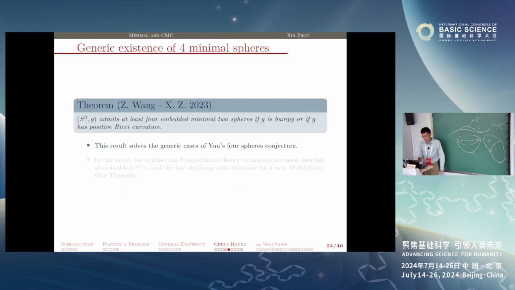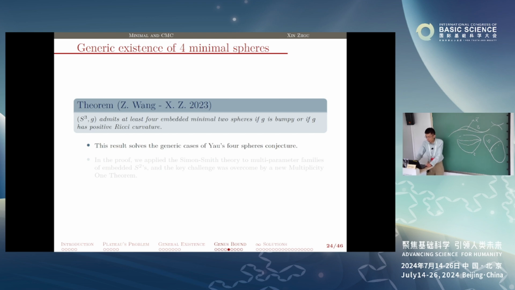So last year, my collaborator and I generalized the earlier works, and we were able to show that if the metric is generic, or if the metric has positive Ricci curvature, the conjecture is true. There are at least 4 embedded minimal two spheres.